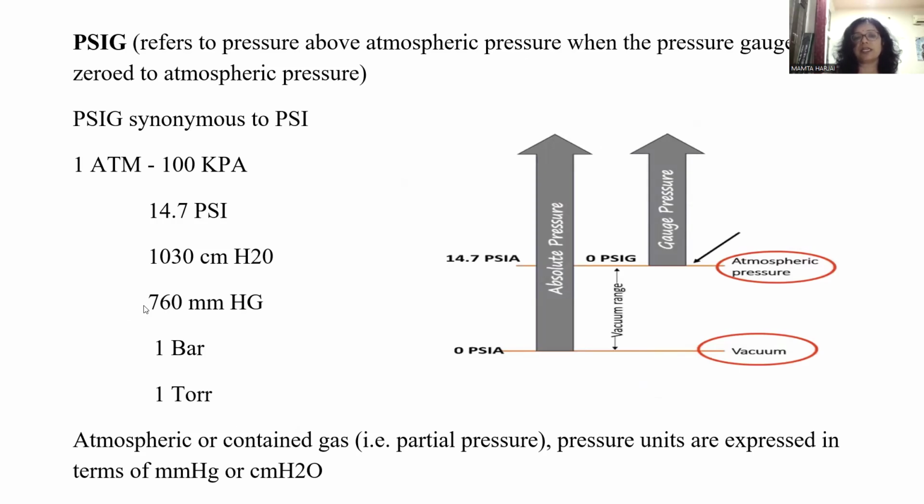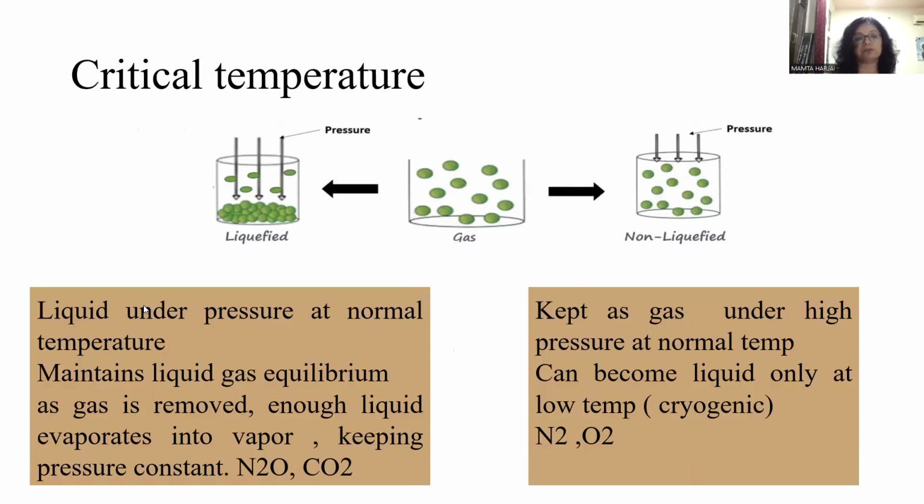PSIG is basically pounds per square inch gauge. This refers to the pressure above atmospheric pressure, where the pressure gauge reads 0 at atmospheric pressure. PSIG is synonymous to PSI. One atmosphere is equal to 100 kilopascal, 14.7 PSI, and these are the conversions of 1 atmosphere to various other SI units of pressure. The atmospheric or the contained gas partial pressure is expressed in terms of millimeter mercury or centimeter water. Now, to understand how the gas is stored, we should know about the critical temperature.